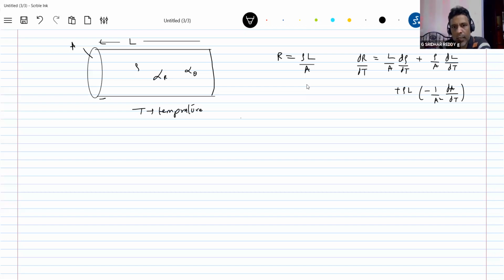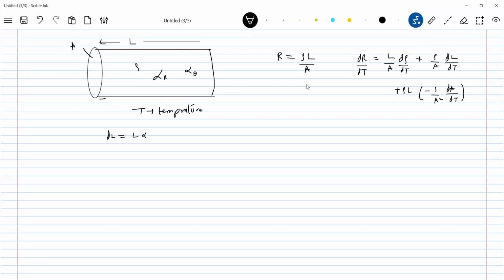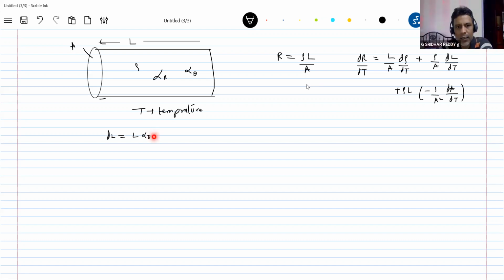Let's simplify the equation. Now a few things I will write. dL is equal to L alpha theta dT. What do you mean by dA? dA should be equal to A into 2 alpha theta dT. Then what do you mean by d rho? Rho into alpha R dT.